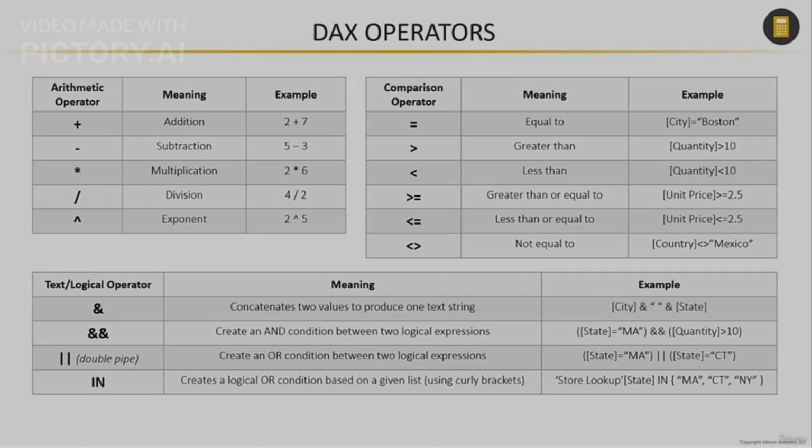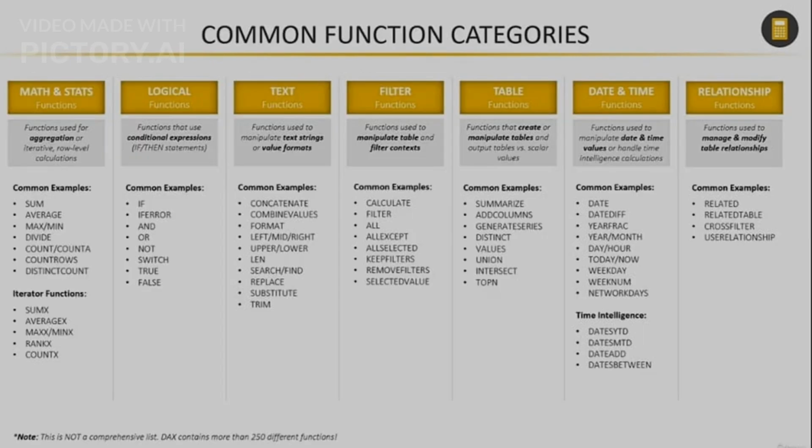They include arithmetic operators like addition and multiplication, comparison operators like equal to and greater than, and text and logical operators for combining and evaluating conditions. DAX functions are categorized into various types such as math and stats, logical, text, filter, table, date and time, and relationship functions. Each category serves a specific purpose and helps in manipulating data effectively.